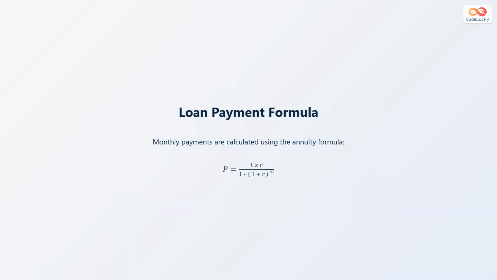The monthly payment of a personal loan is calculated using the annuity formula. It divides the principal amount multiplied by the monthly interest rate by the difference between 1 and 1 plus the rate raised to the negative number of total payments. This formula ensures equal monthly payments over the loan term.